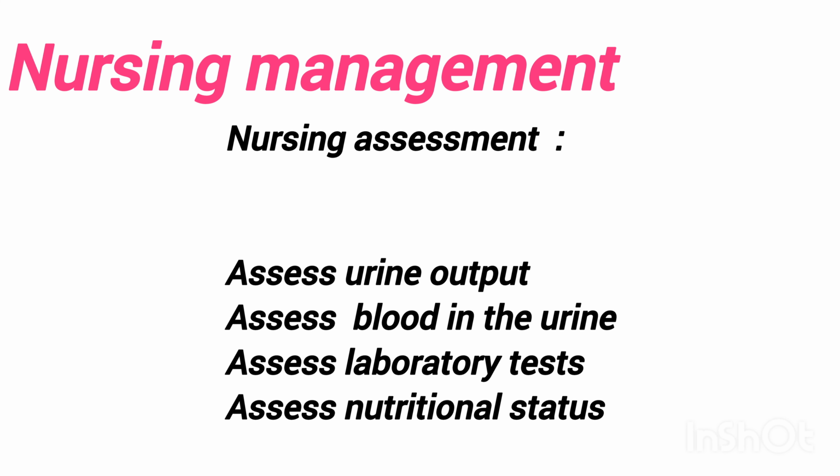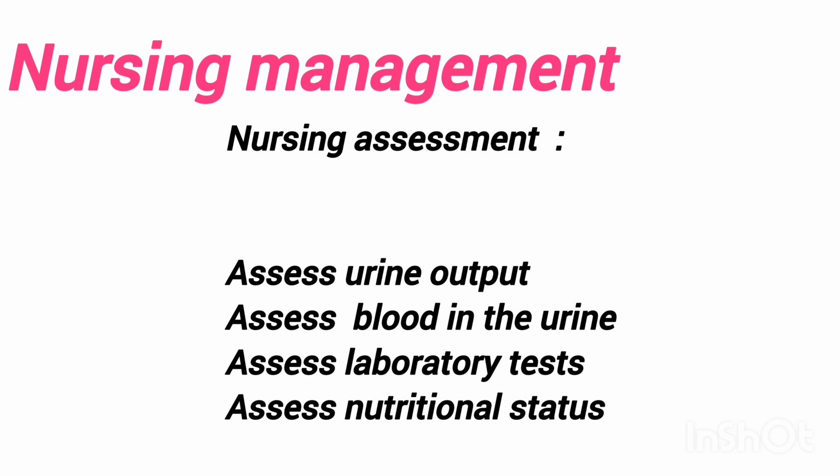So now we will see the nursing management. The nurse has an important role in caring for the patient with acute renal failure. This management will be mostly based on the assessment. Assessment usually focuses on the characteristics of the urine. For that you have to assess the urine output, so you have to maintain the IO chart. It varies from scanty to normal volume.